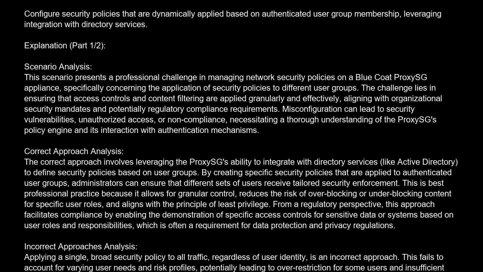The correct answer is A. Configure security policies that are dynamically applied based on authenticated user group membership, leveraging integration with directory services.